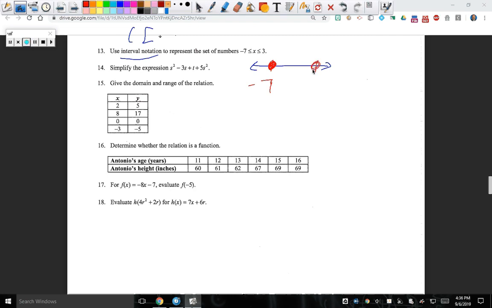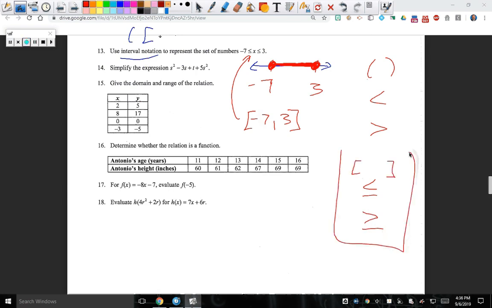At 3, it's going to be closed or filled in. And then it's everything in between. And if I'm doing this interval notation wise, I'm going to say from negative 7 all the way to 3, and both of them are going to be closed because of that equal sign up here. Remember, if it's just greater than or less than, you're going to have parentheses. If it's greater than or equal to, or less than or equal to, you're going to have brackets. So there's your pieces.